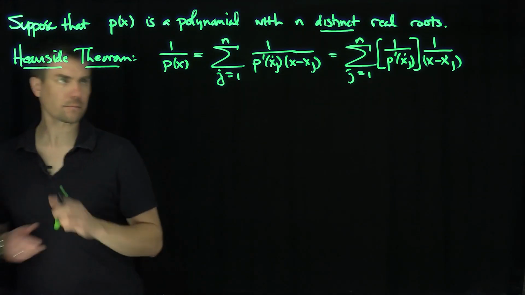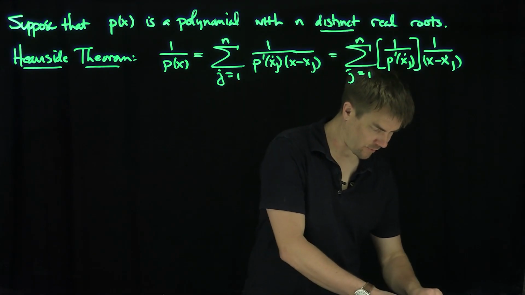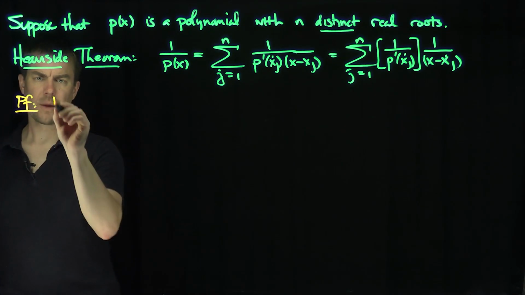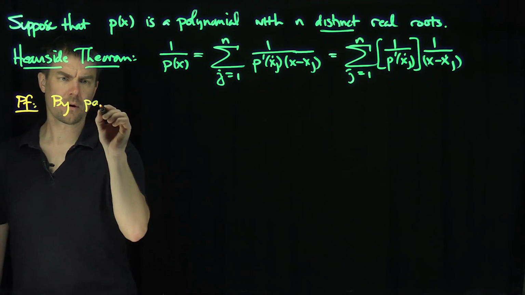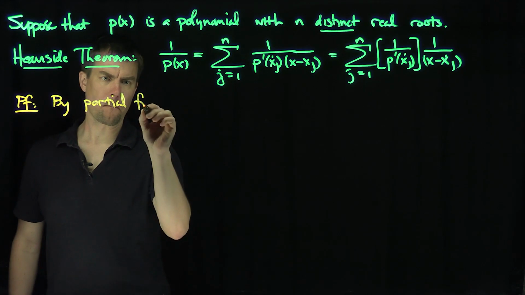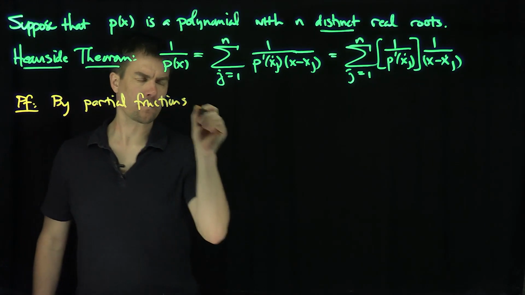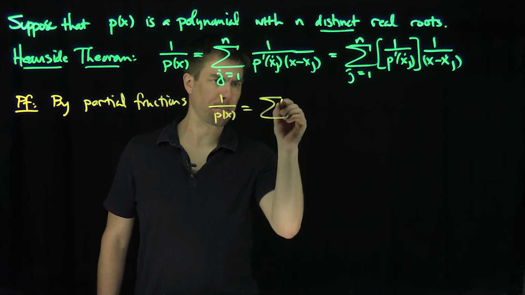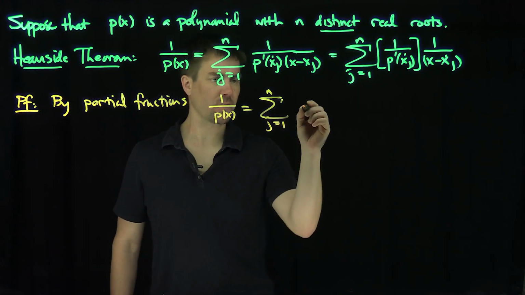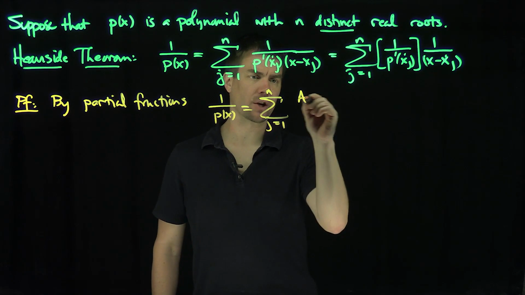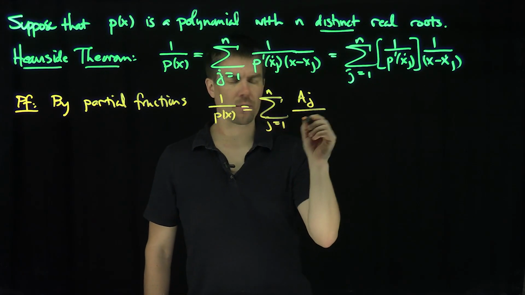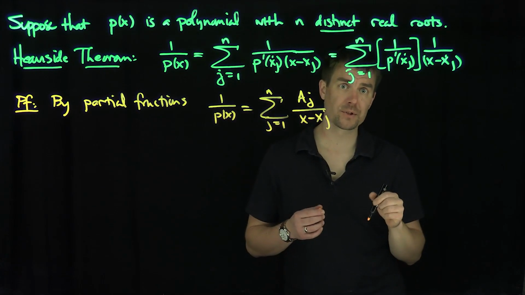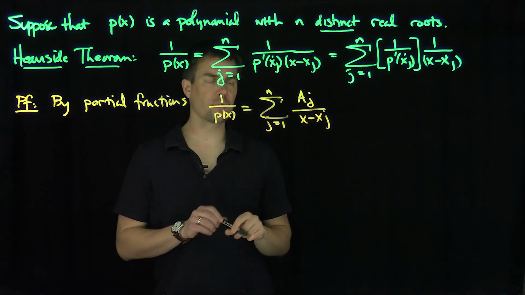So, proof by partial fractions, of course. 1 over p of x is equal to the sum, j goes from 1 to n, of some numbers aj, which I don't know, aj over x minus xj, right? So our goal is to find these numbers aj. So how am I going to do that?